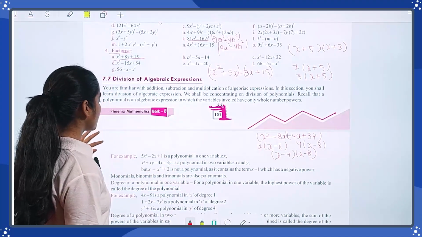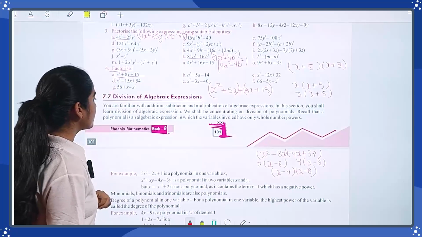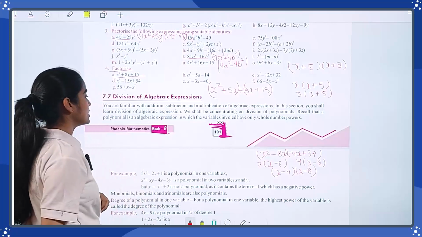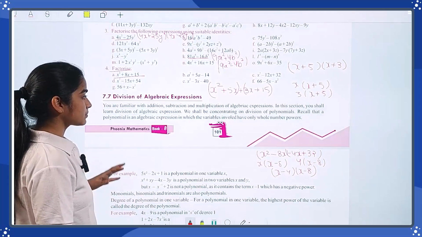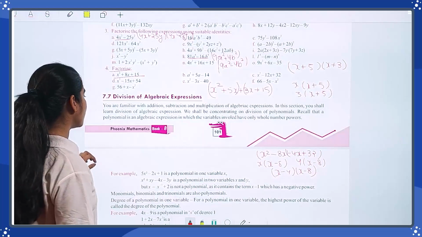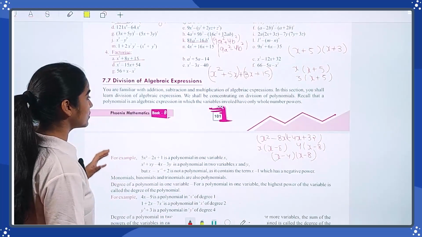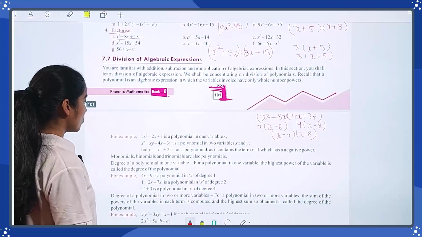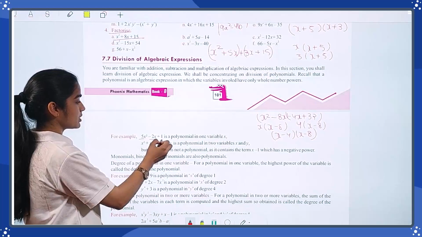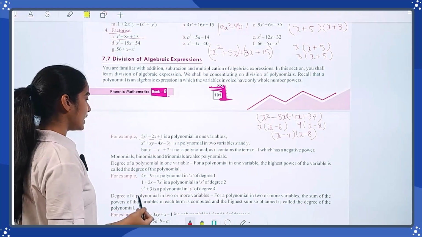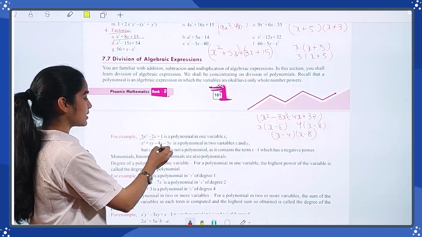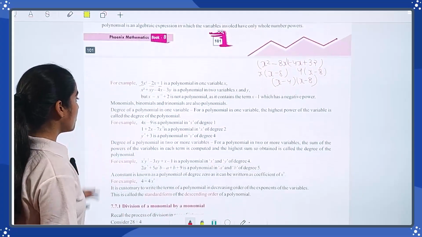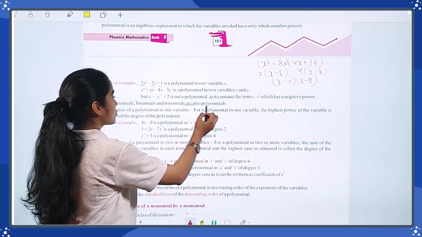Now, division of algebraic expressions. You are familiar with addition, subtraction, and multiplication of algebraic expressions. In this section you shall learn division of algebraic expressions. We shall be concentrating on division of polynomials. Recall that a polynomial is an algebraic expression in which the variables involved have only whole number powers. So 5x square minus 2x plus 1 is a polynomial in one variable x. x square plus xy minus 4x minus 3y is a polynomial in two variables x and y. Monomials, binomials and trinomials are also polynomials.